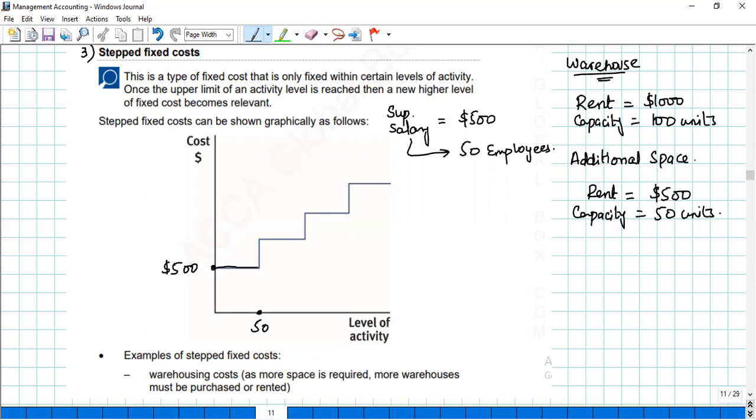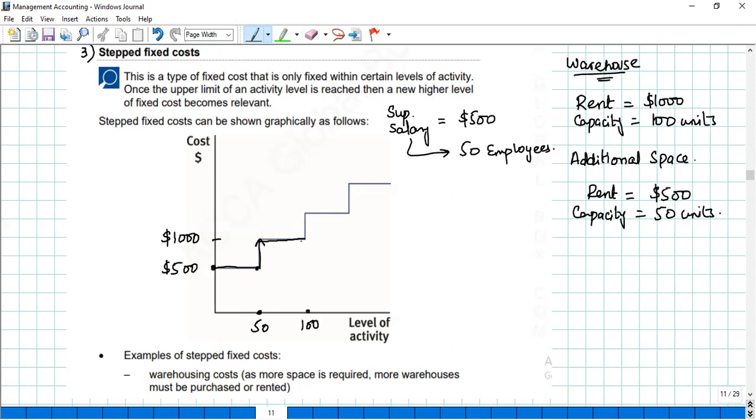Now one supervisor can only manage 50 employees, okay? So for the extra employees you have to hire another supervisor, and you will pay him a salary as well. Let's say the salary is the same. So when your employees increase above 50, there will be a step up in cost. Now you have two supervisors, so you pay total supervisor salaries of $1,000, and the cost will be fixed up to the next 50 employees.